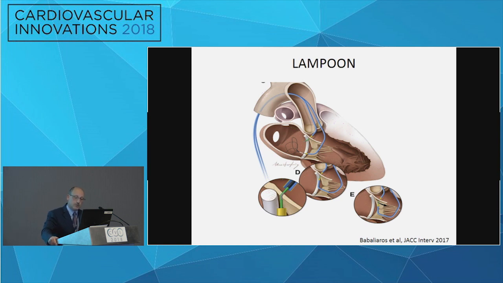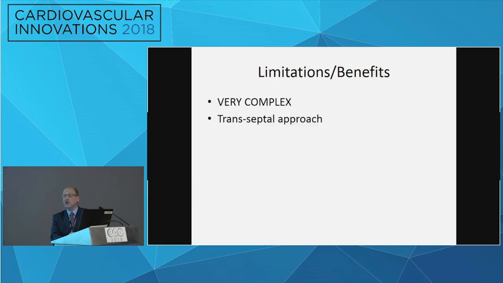The LAMPOON procedure has been proposed by Adam Greenbaum and Bill Babaliaros. It's fairly complex, where you actually go with a catheter across the aortic valve, and you Bovie your way through the anterior mitral leaflet, snare that, and lacerate the anterior mitral leaflet intentionally to prevent LVOT obstruction. It's a very complex procedure. I'm sure some of the people in this room are more comfortable with it than we are, but it is definitely a complex procedure.